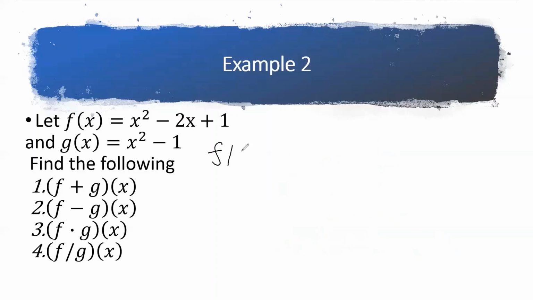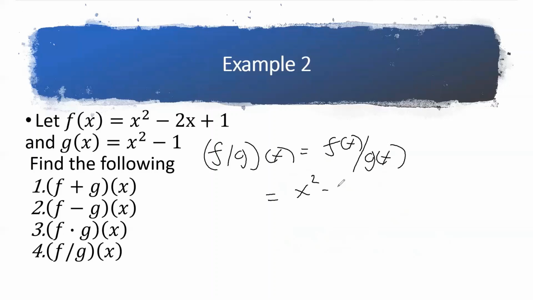So number 4 is f divided by g of x. So this is f of x over the g of x. So the f of x is equal to x squared minus 2x plus 1. And the g of x is x squared minus 1. The numerator and the denominator are still factorable. This is actually a perfect square trinomial.